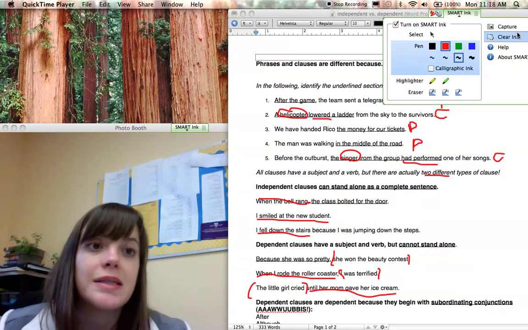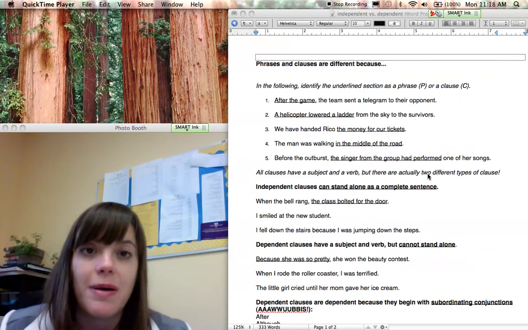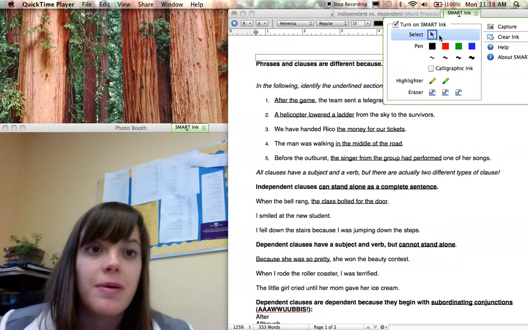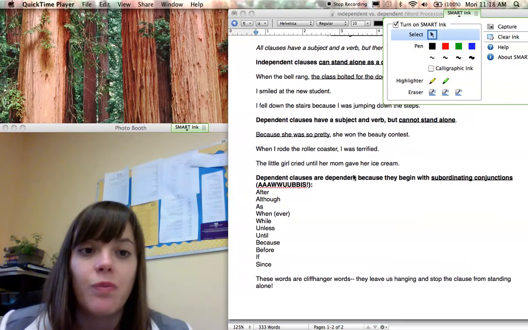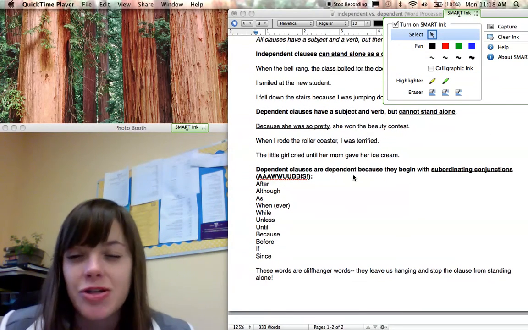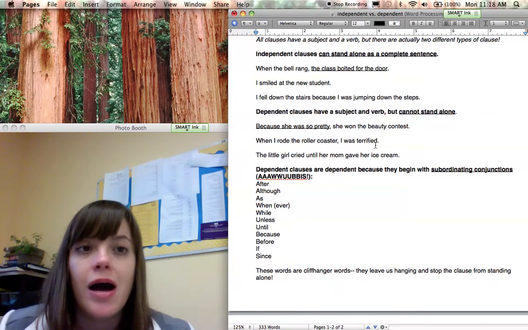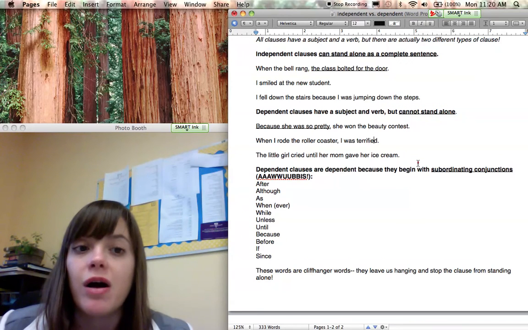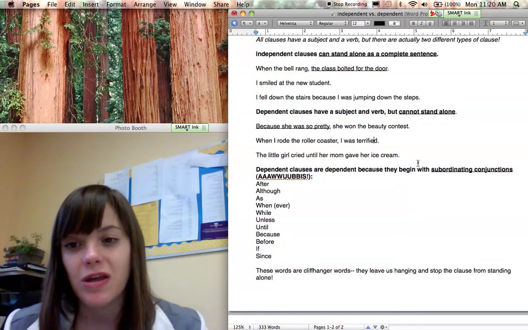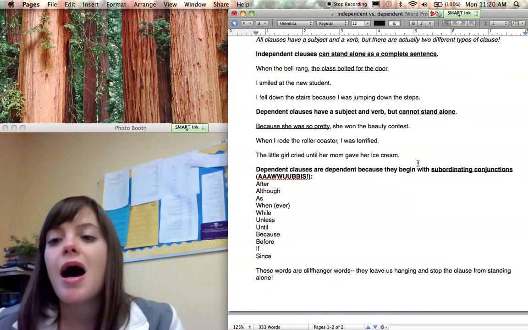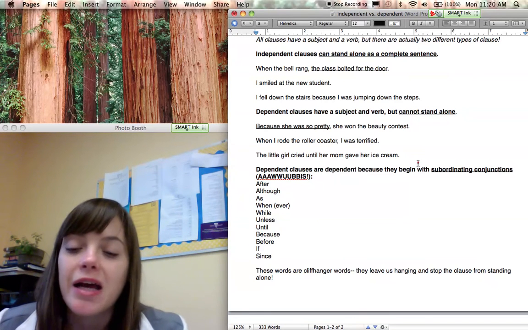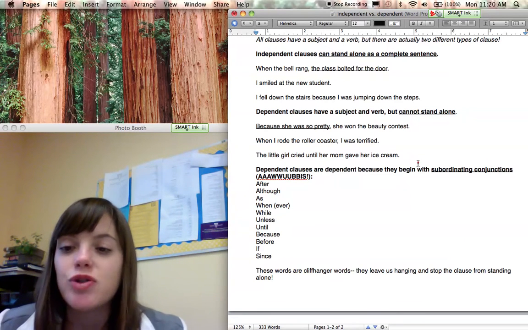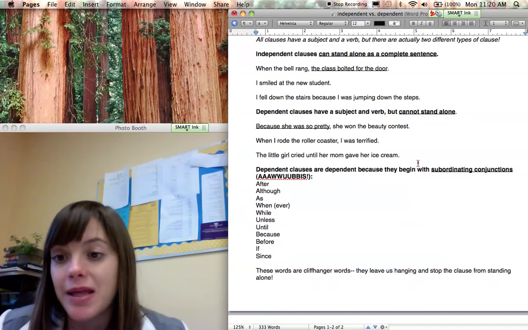All right, so let's talk about why dependent clauses are dependent. They're dependent because they begin with what's called subordinating conjunctions, okay? Now, we had actually talked about subordinating conjunctions before, but we called them cliffhanger words because we didn't know the official term yet. And these are words where when you begin a clause with them, it leaves you on a cliffhanger and makes it not a complete thought, okay?